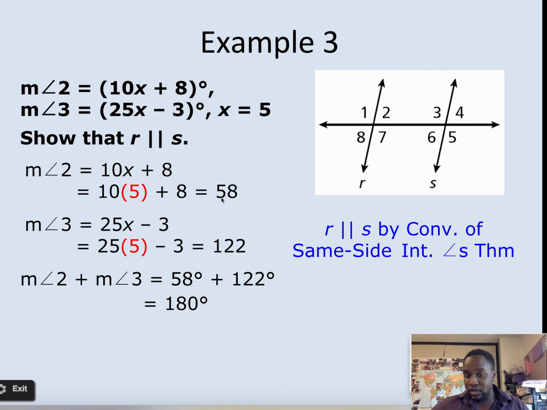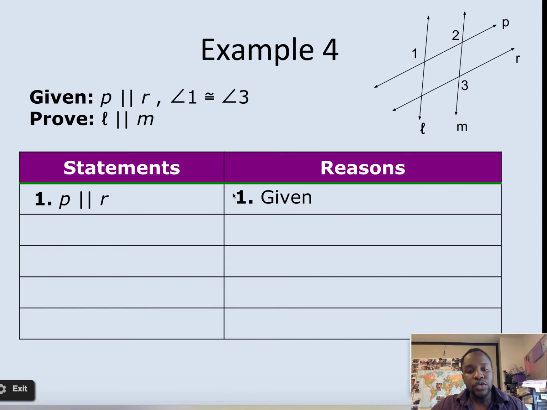All right, so those are our 3 examples. Now let's do one more where we're proving. So we have that lines P and R are parallel. We know that's to be the case. We need to prove that lines L and M are parallel. Okay, so it's given to us that P and R are parallel to each other.